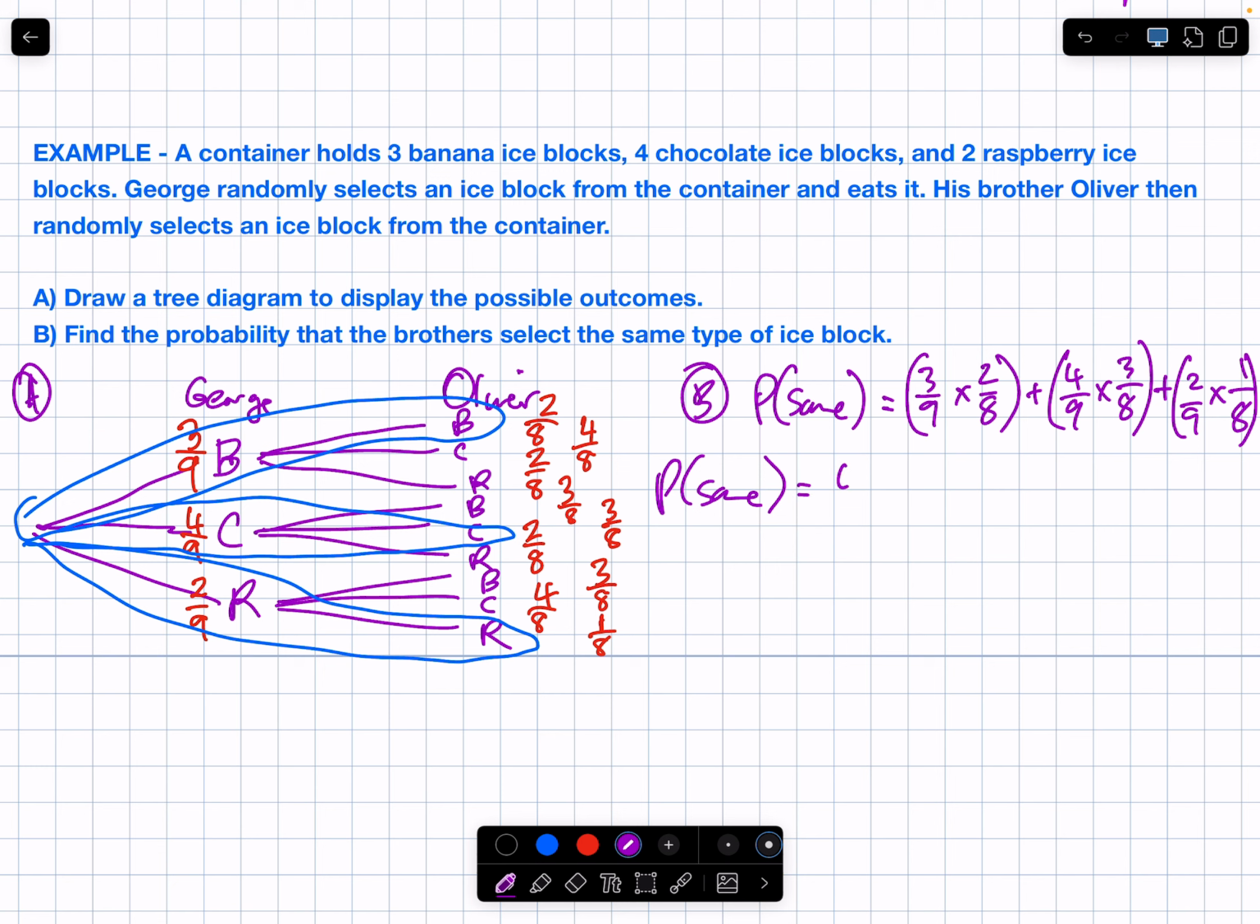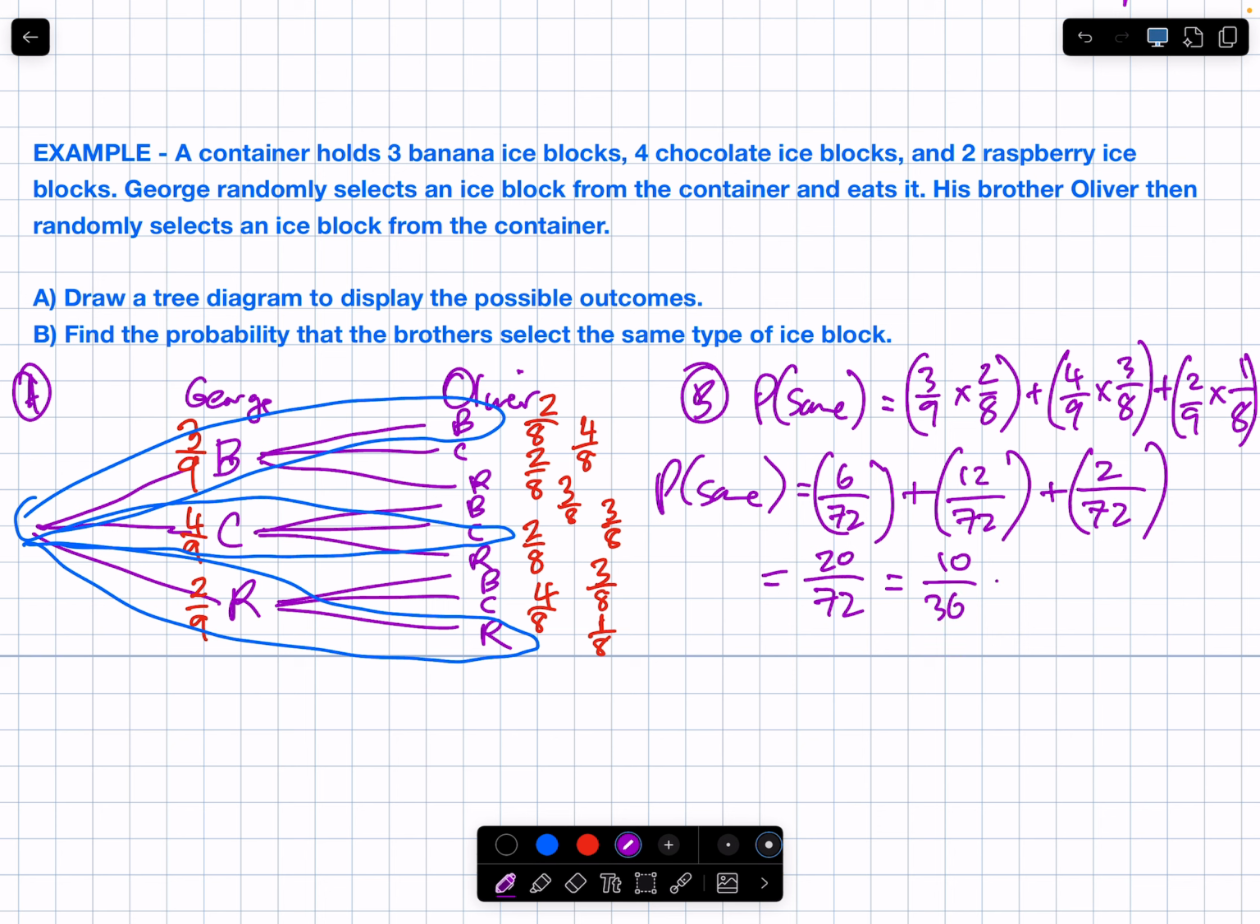Okay, P same. 3 times 2, 6 over, what's 9 times 8? 72. Plus 4 times 3, 12 over 72. Plus 2 times 1, 2 over 72. Do these all have the same denominator? Yep. So can I add them together? That's 20 over 72. Both even numbers, so 10 over 36. Still even, 5 over 18. I think that's the end of it. You've got a 5 over 18 chance that the brothers select the same type of ice block regardless of the type.